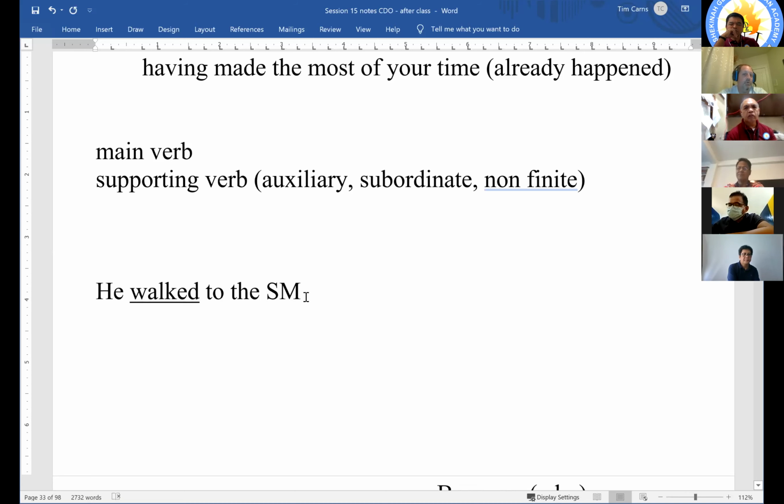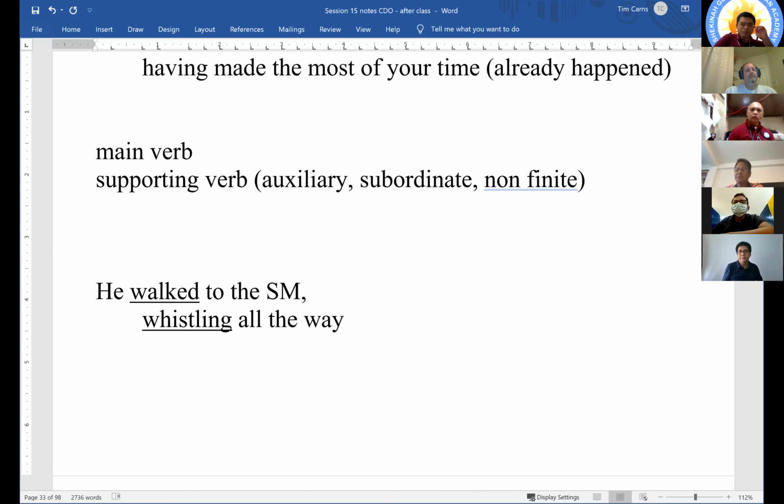Now, if I had said, he walked to the SM, whistling all the way. Notice the whistling here is a verb, isn't it? Whistling is a verb. Now, is it a main verb? Is it the main idea or main thought here? No, sir, it's supporting. It's supporting the main thought in some way. So in this case, whistling, participles almost always modify another main verb. In this case, it's modifying walked.